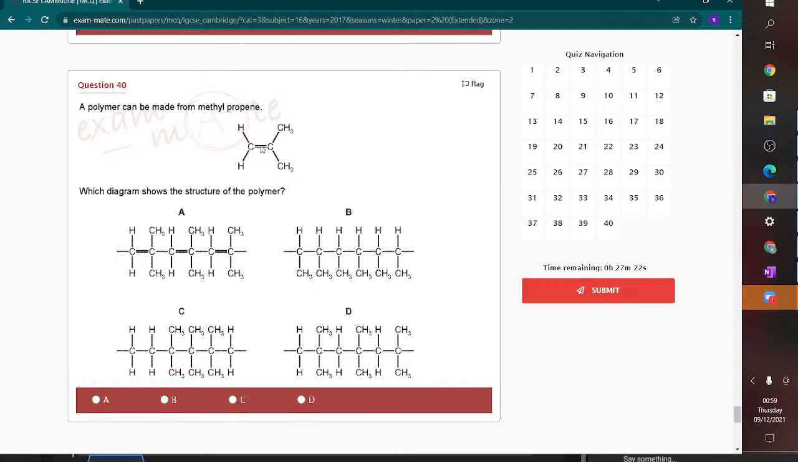Polymer. Okay, the C double bond C will definitely break, so this cannot be the option. H, CH3, CH3.